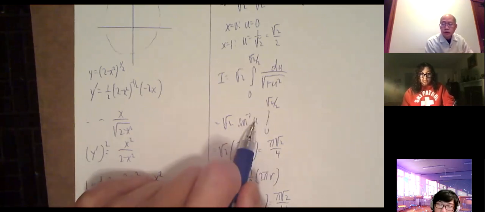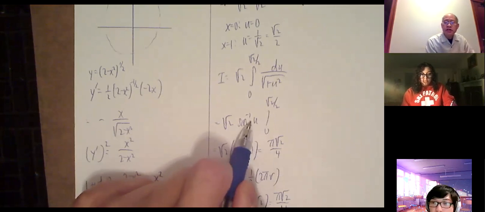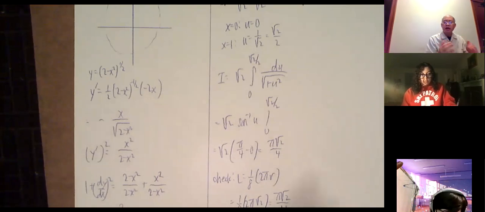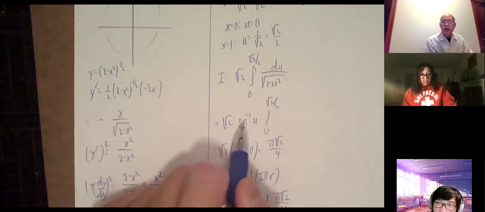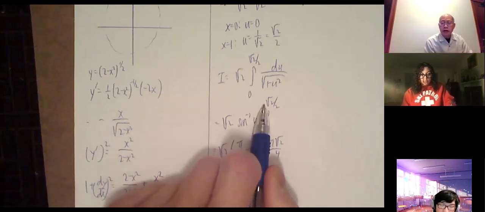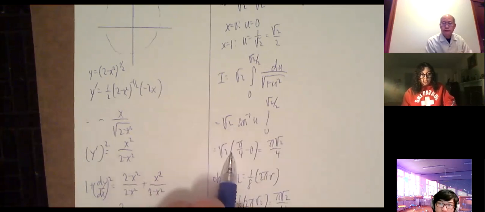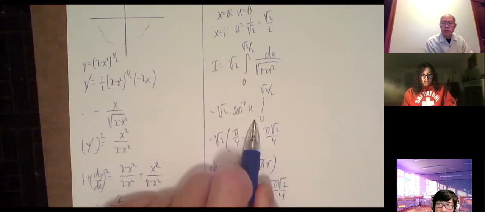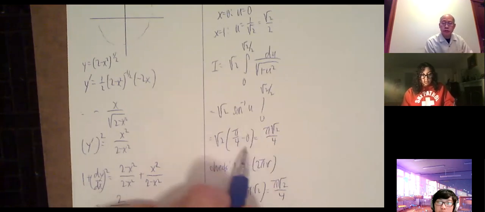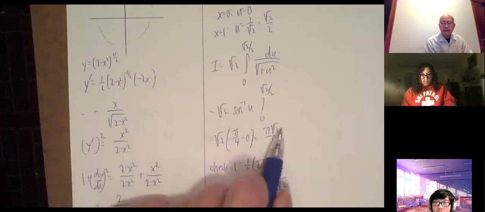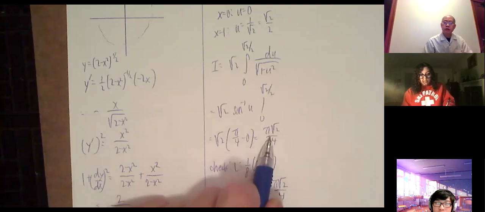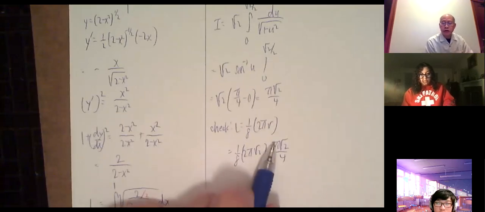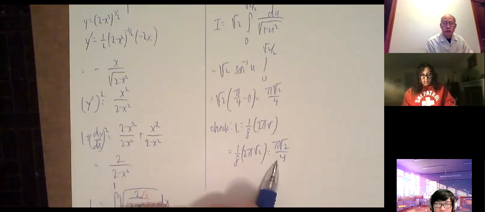Plug in radical 2 over 2. You have inverse sine of radical 2 over 2. You're really saying what nice angle is there so that the sine of the angle is radical 2 over 2. That's pi over 4. Minus inverse sine of 0 is 0 because the sine of 0 is 0. So that gives me the final answer of pi radical 2 over 4, which is what I had over here also, pi radical 2 over 4.